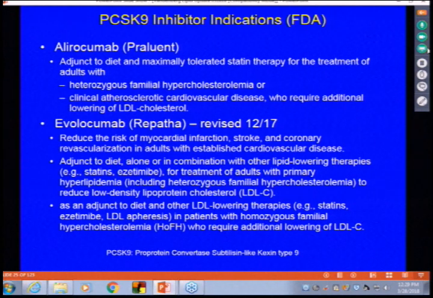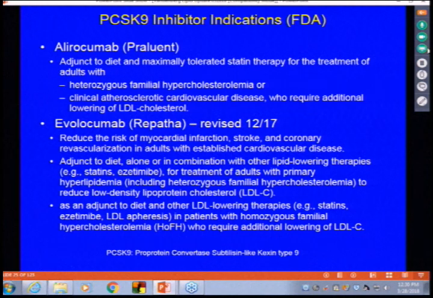So let's move on to the newer therapies, PCSK9 inhibitors. Again, just for curiosity, anybody have a patient on a PCSK9 inhibitor? This would be Praluent or Repatha. So this has changed the landscape. These are injectable agents. They're monoclonal antibodies, and there are two that are approved.